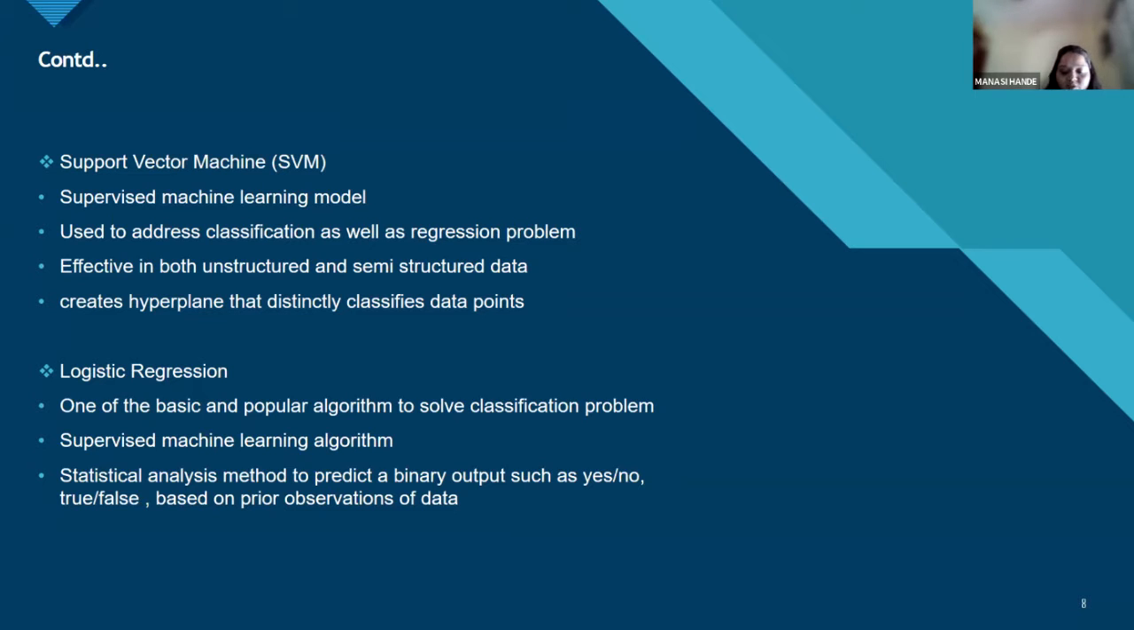About logistic regression, it is also used to solve classification problems. It is a probability-based algorithm, and it estimates the probability of an event occurring, such as yes or no, true or false, based on prior observation of the data.